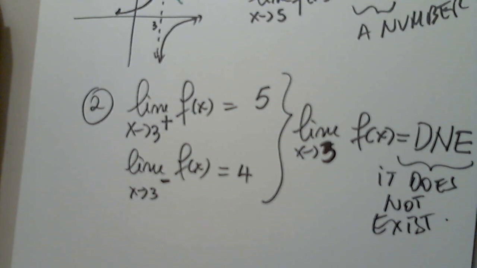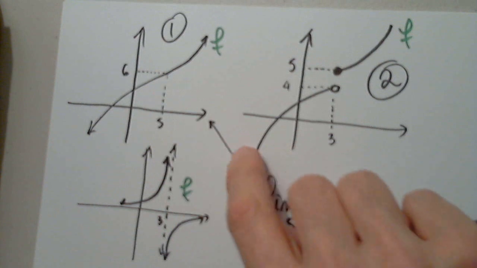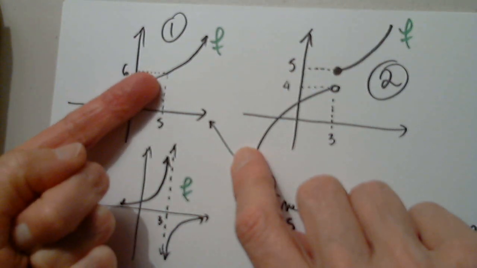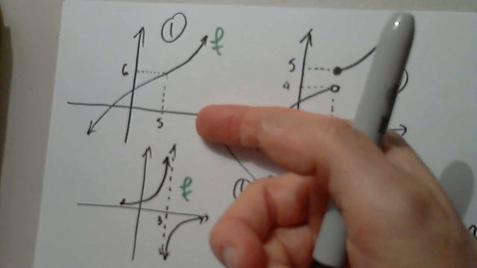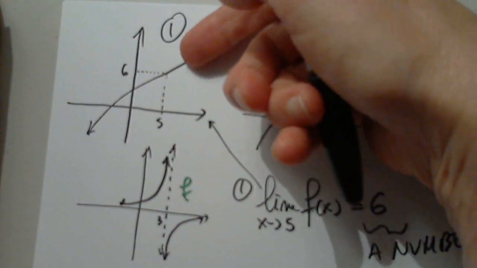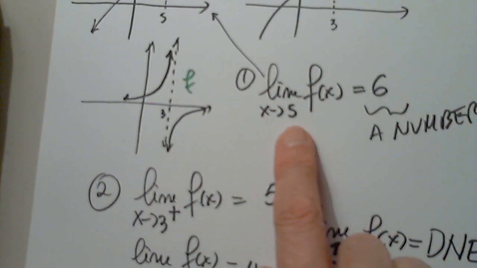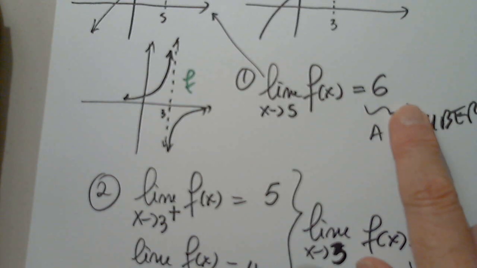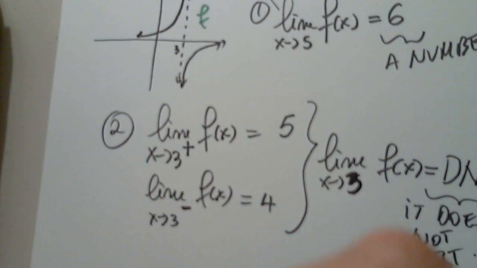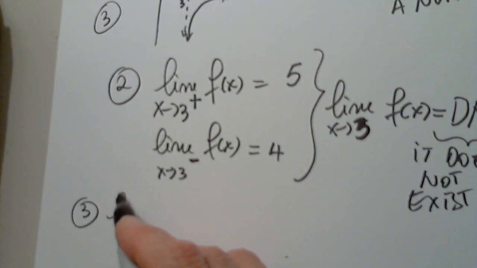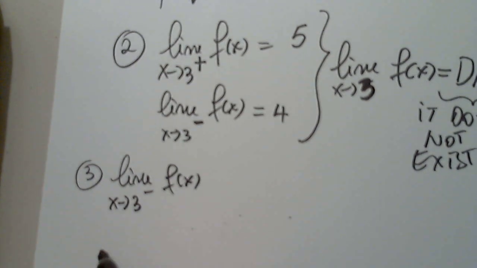The number has to be the same. See here, as x approaches 5 from the left, the function values approach 6. As x approaches 5 from the right, the function values approach 6. That's why this exists. From either side, it exists. Now what about here? I'm going to call this scenario number 3. What will you say about the limit as x approaches 3 from the left? And then the limit as x approaches 3 from the right.